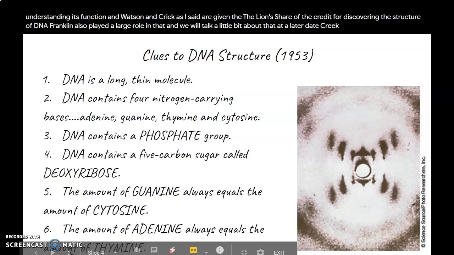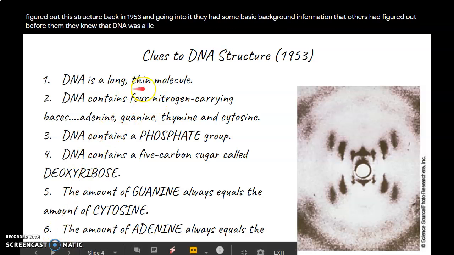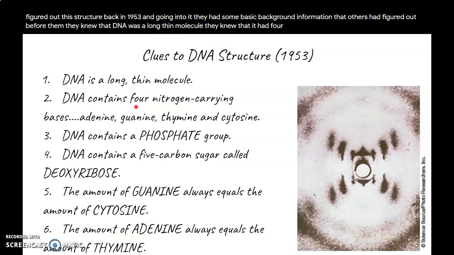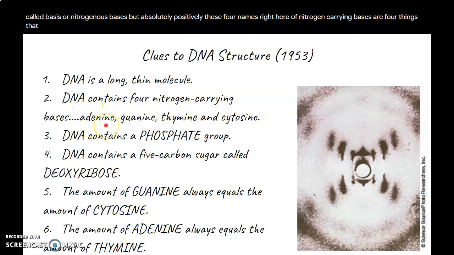Watson and Crick discovered this structure, or figured out this structure, back in 1953, and going into it, they had some basic background information that others had figured out before them. They knew that DNA was a long, thin molecule. They knew that it had 4 nitrogen-carrying bases, or sometimes just called bases or nitrogenous bases. But absolutely positively, these 4 names right here of nitrogen-carrying bases are 4 things that you have absolutely got to know: adenine, guanine, thymine, and cytosine.